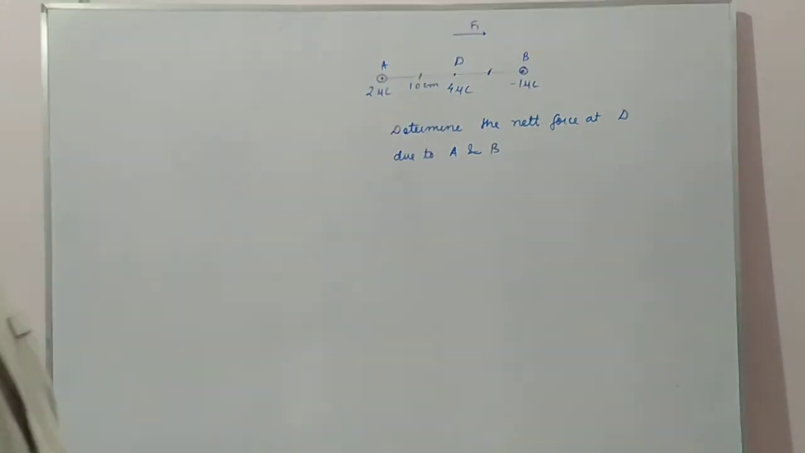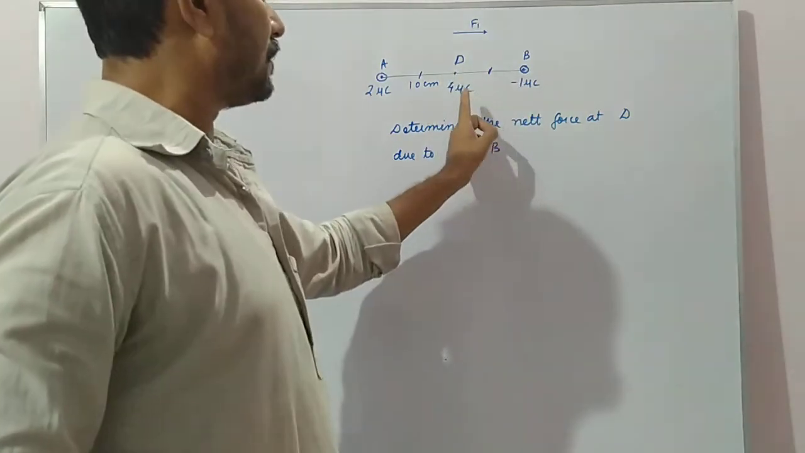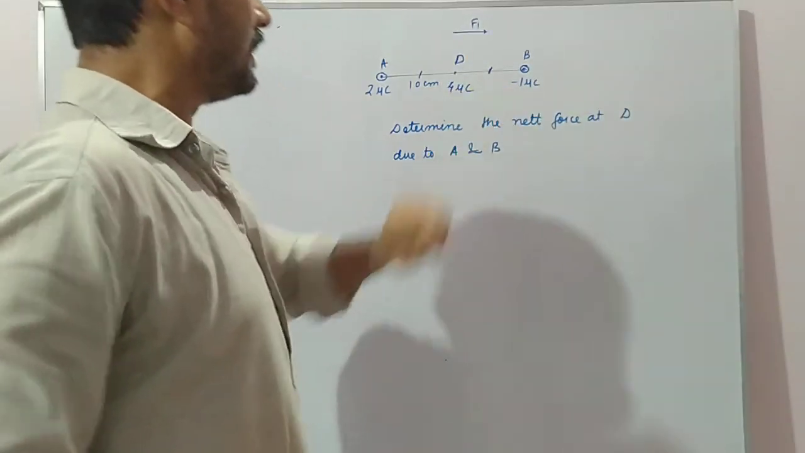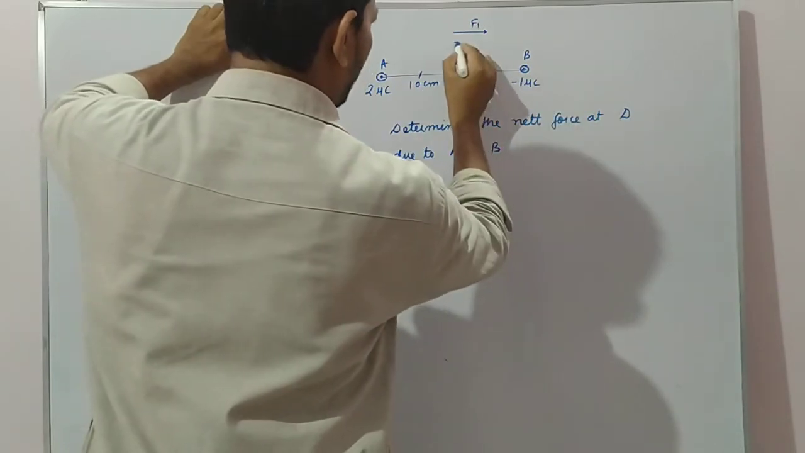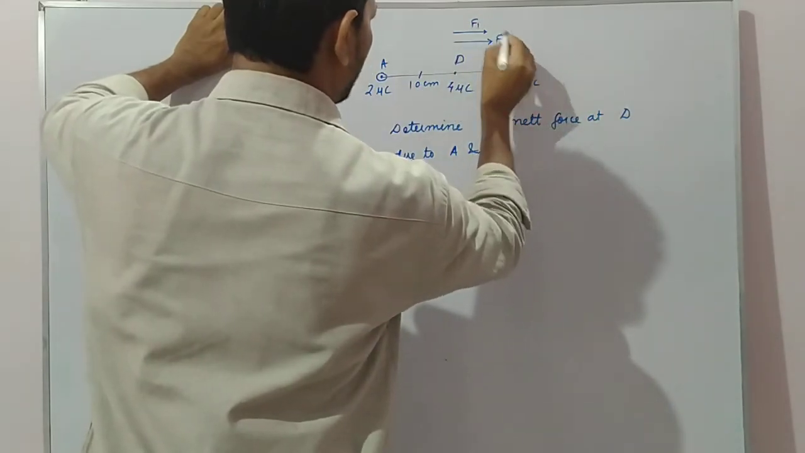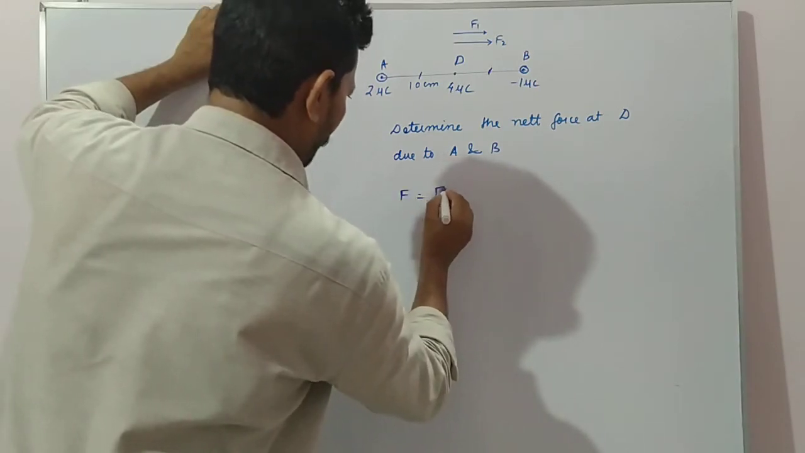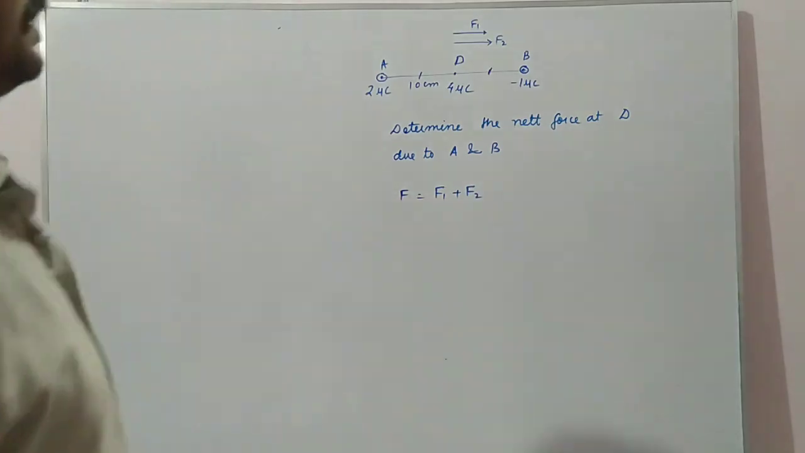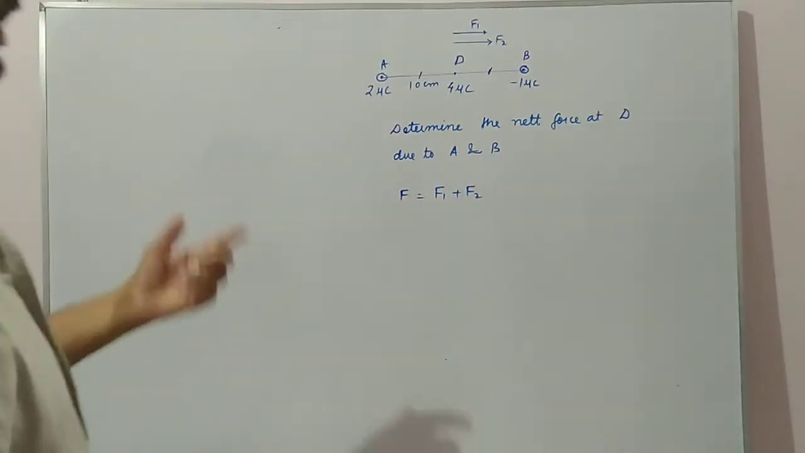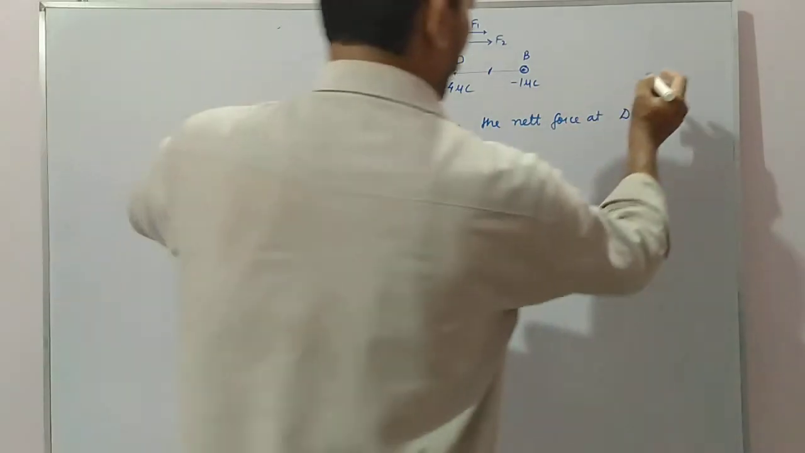Okay. Again, between B and D, there is what? Attractive force between B and D. So this 4 microcoulomb charge will be attracted towards B. Again, the force will act along the same direction. So what will be the net force? It is equal to F1 plus F2. You can determine F1, you can determine F2, just put it here. Okay. So this part will be homework.